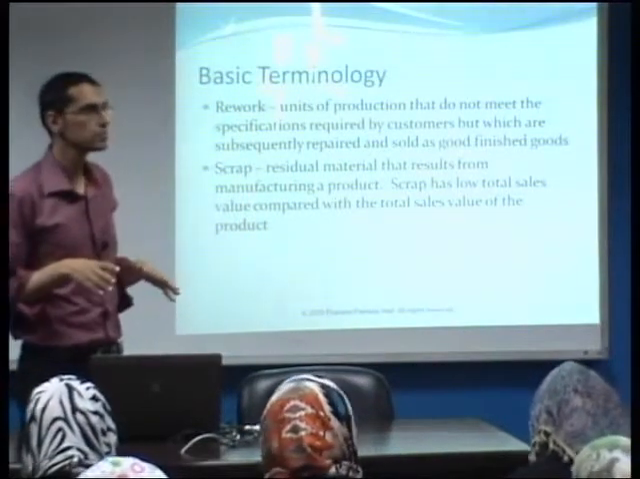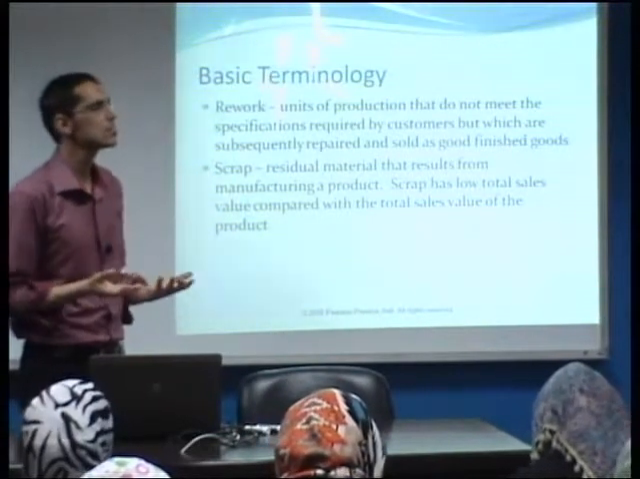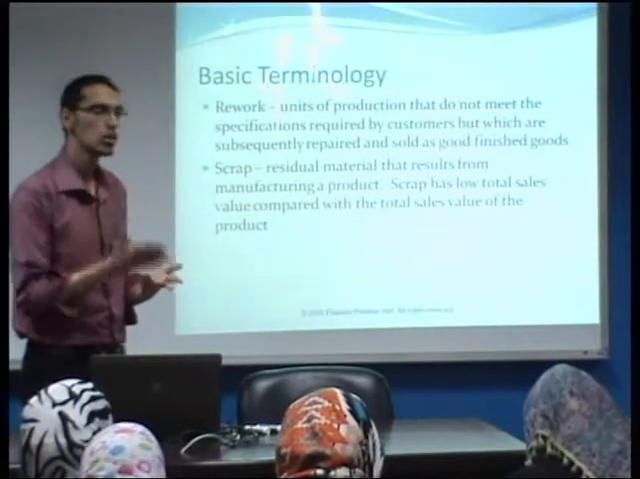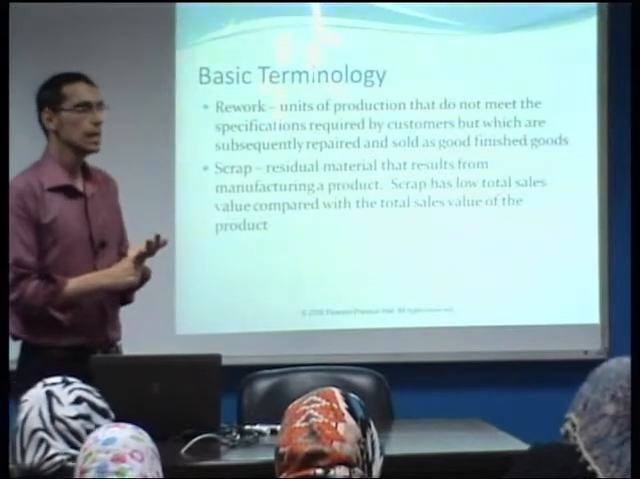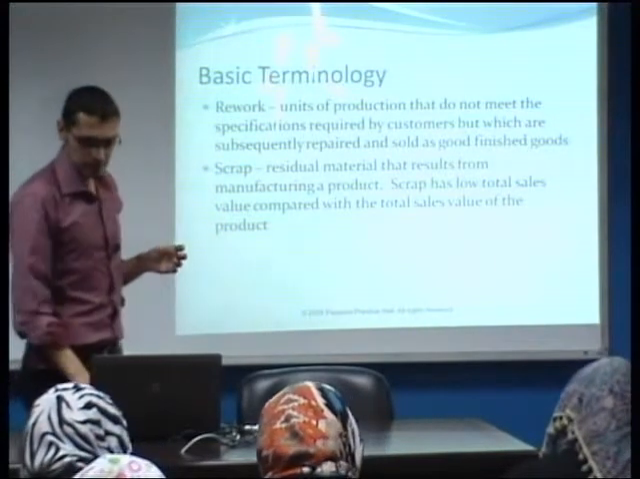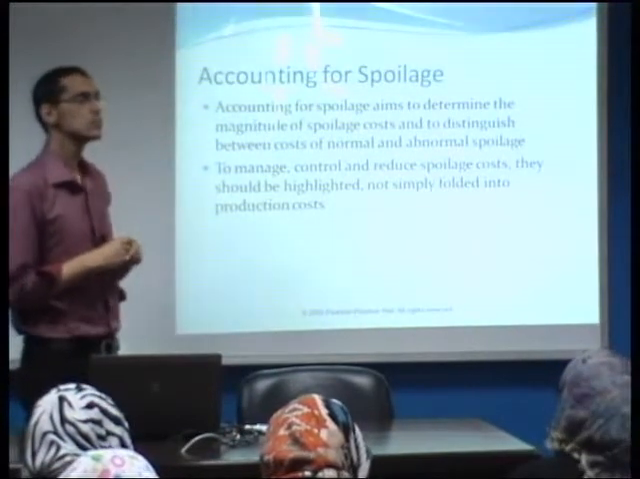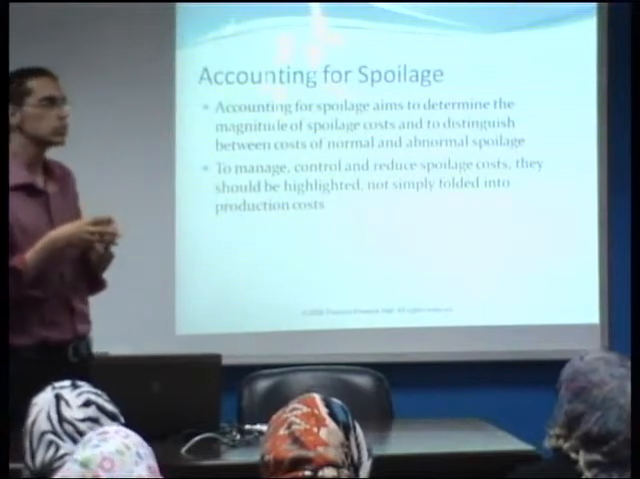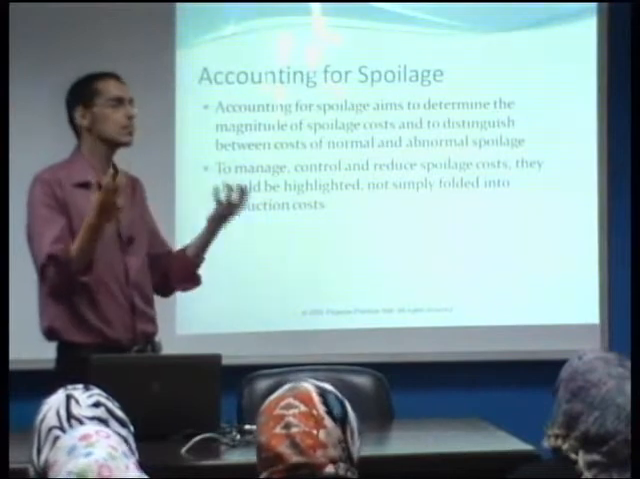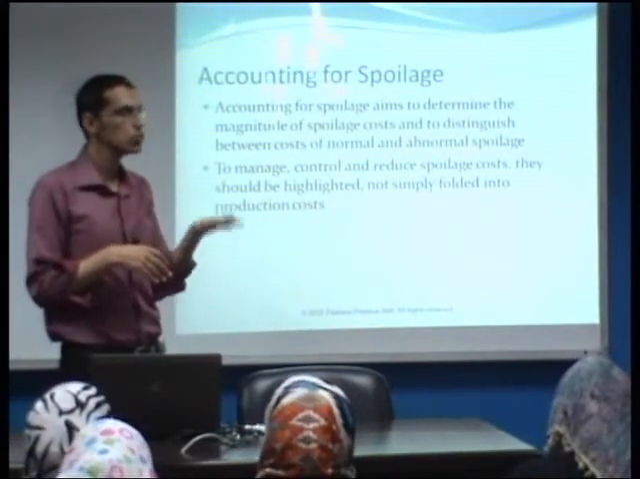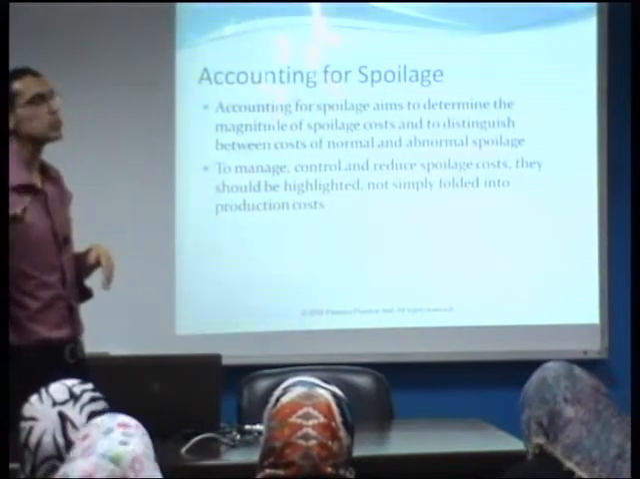Any questions? Therefore, as we can see here, we have three different terms that we are going to discuss in this chapter: spoilage, rework, and scrap. Now, let us consider, first of all, spoilage. The first thing that we need to know about spoilage is that we need to classify this spoilage into two categories. The first is normal spoilage, and the second is abnormal spoilage.